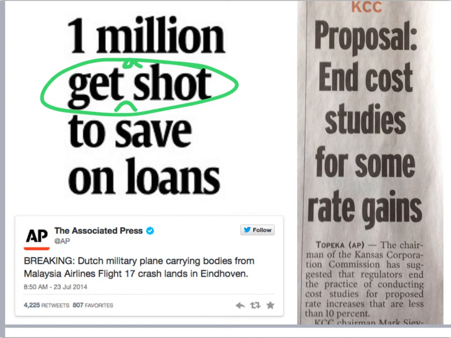Here's a tweet from AP: "Dutch military plane carrying bodies from Malaysia Airlines Flight 17 crash lands in Eindhoven." No, it's from the crash, and then the plane landed. But we got "crash lands," that's in there.